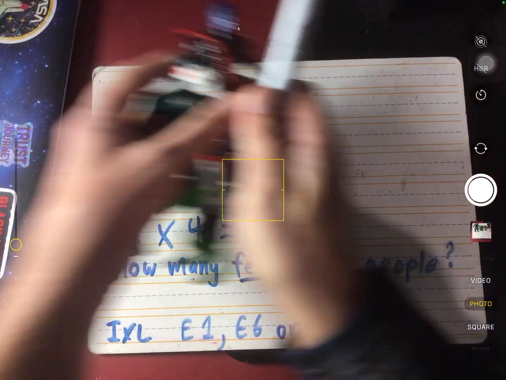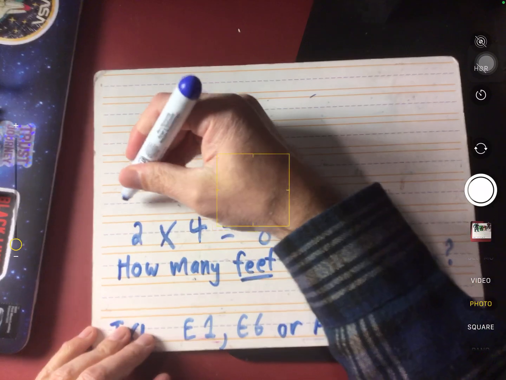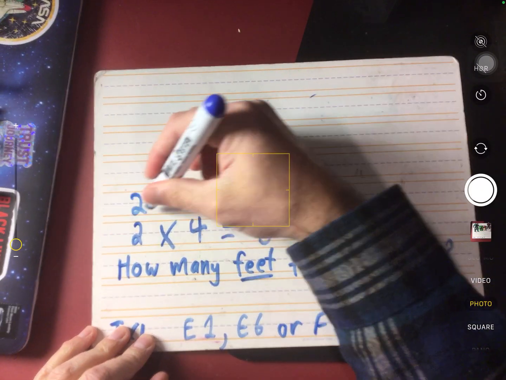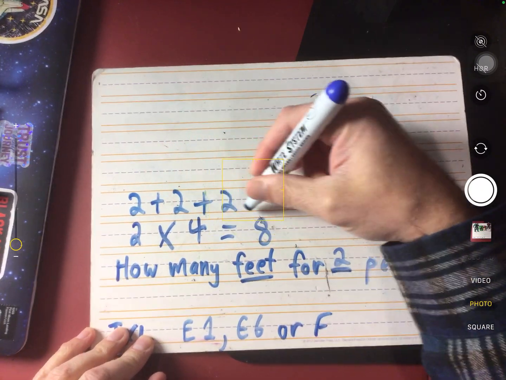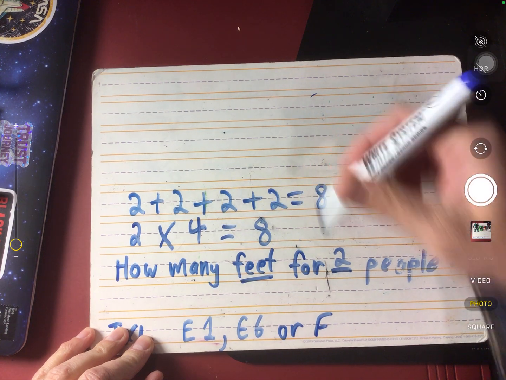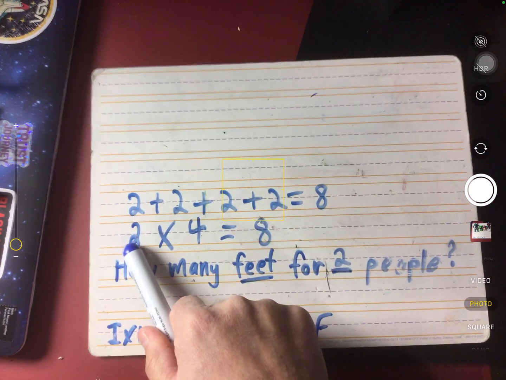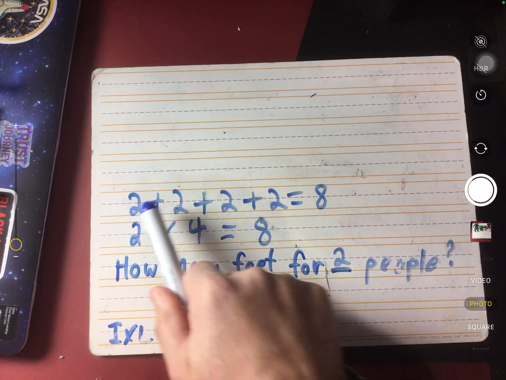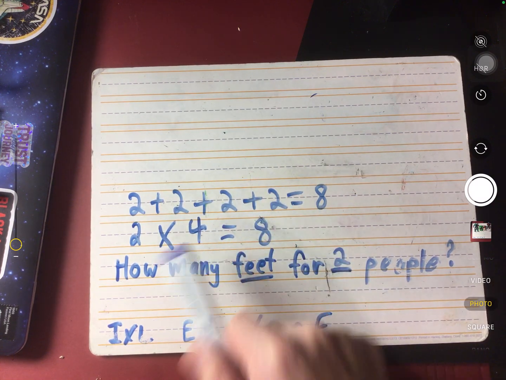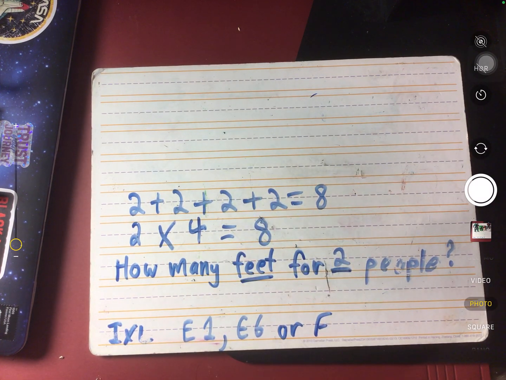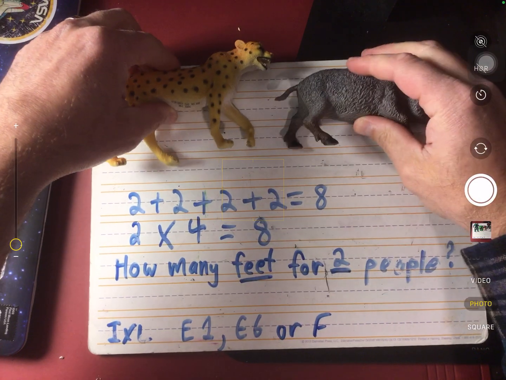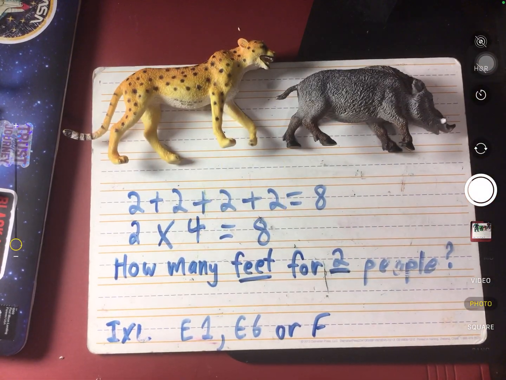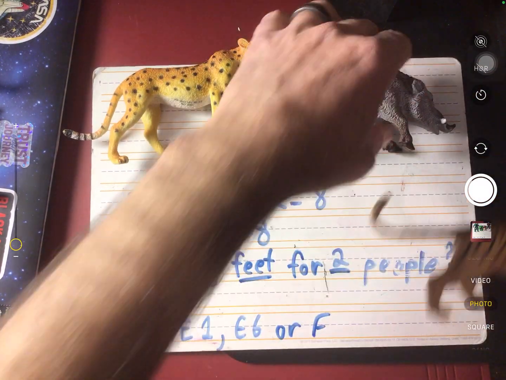So repeated addition is multiplication. 2 plus 2 plus 2 plus 2 equals 8, because I took 4 of these 2's. 1, 2, 3, 4. There you go. Let's do another problem. Suppose I have animals like this.